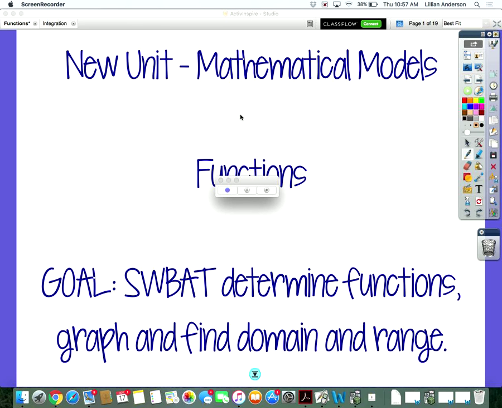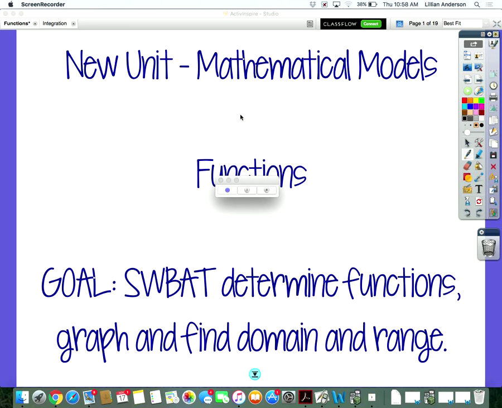All right, so new unit, we're talking about your mathematical models. You're going to be seeing things like functions, quadratics, exponential, logarithmic functions, cubics, quartics, etc., etc. All that is under this unit. So some of these things you will have remembered from Algebra 2. Other things might be new to you, okay?